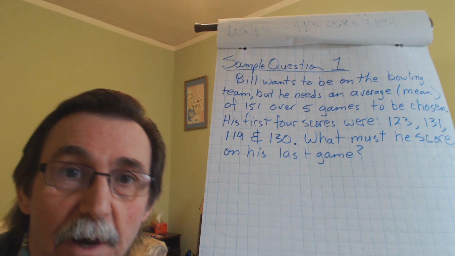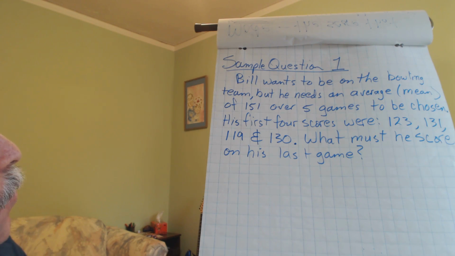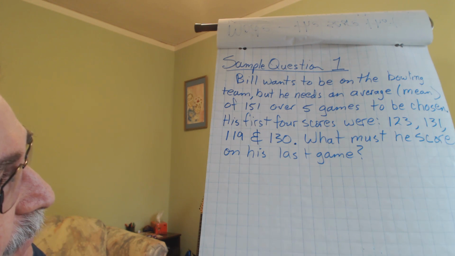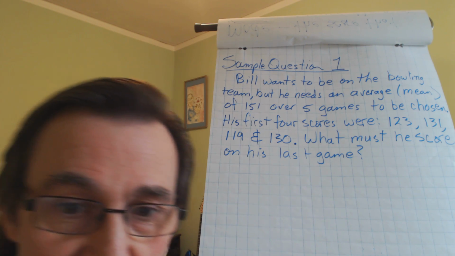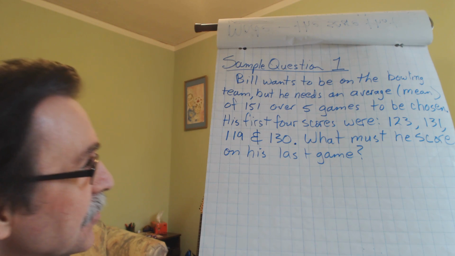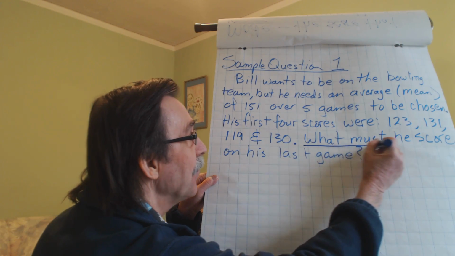So sample question number 1 goes like this. Bill wants to be on the bowling team, but he needs an average, that is a mean, of 151 over 5 games to be chosen. So unless he gets that average of 151, he's not going to make the team. His first 4 scores were 123, 131, 119, and 130. Question is, what must he score on his last game? That was what we want to know.